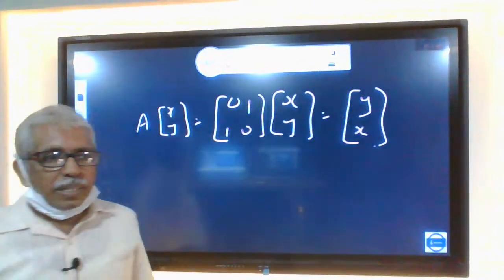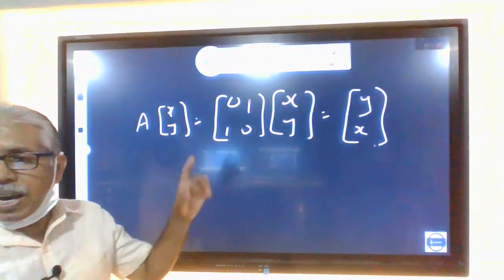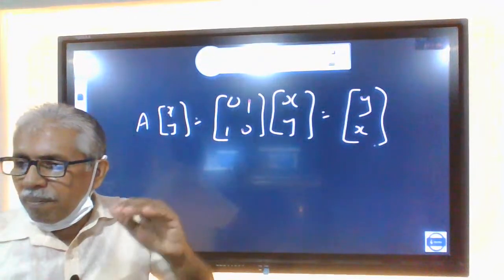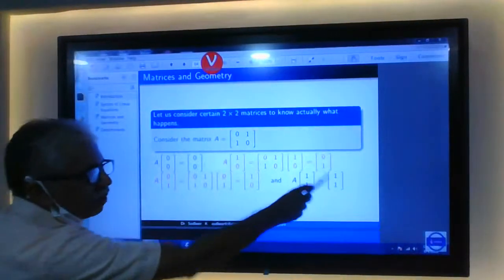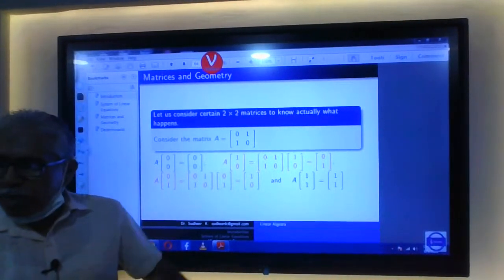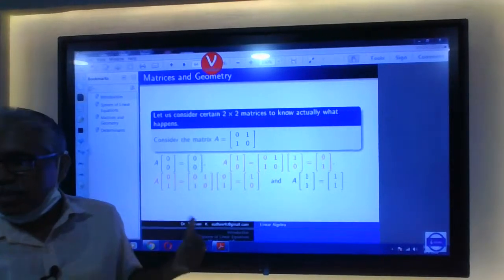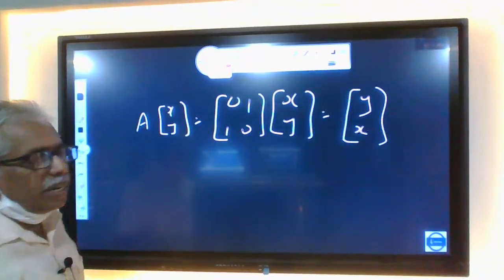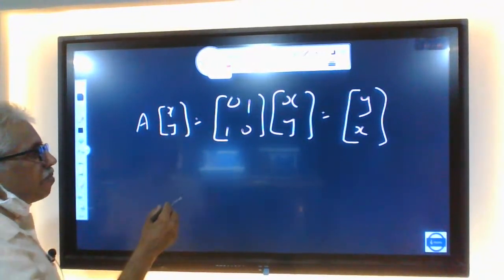So 1 0 is converted to 0 1. 0 1 is converted to 1 0. xy is converted to yx. The origin is converted to the origin itself. 1 1 is converted to 1 1 itself. So the matrix is capable of making changes in this fashion. Points can change in this fashion.